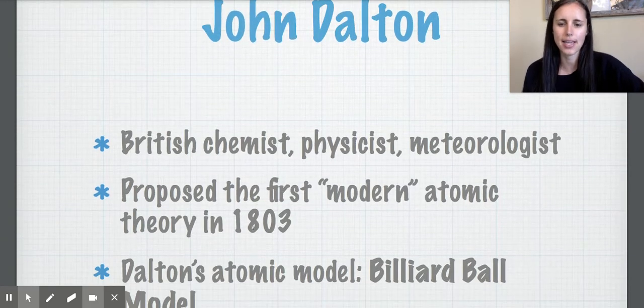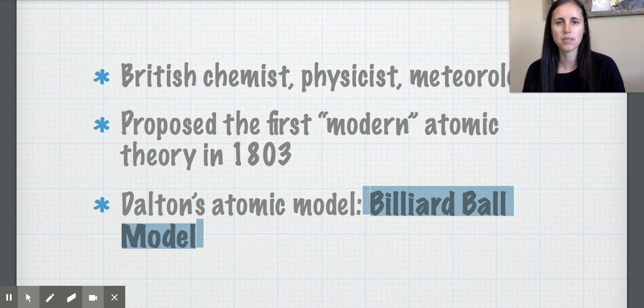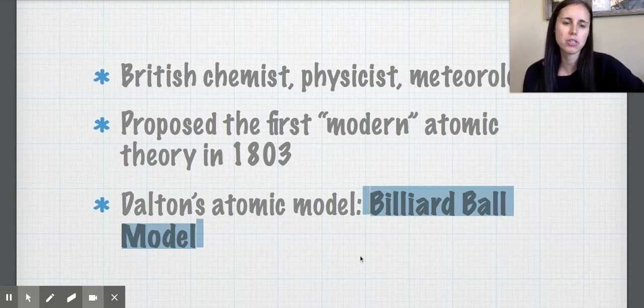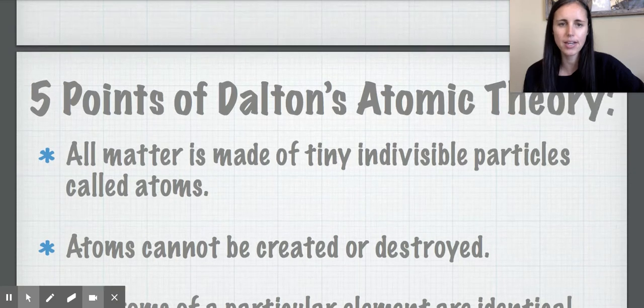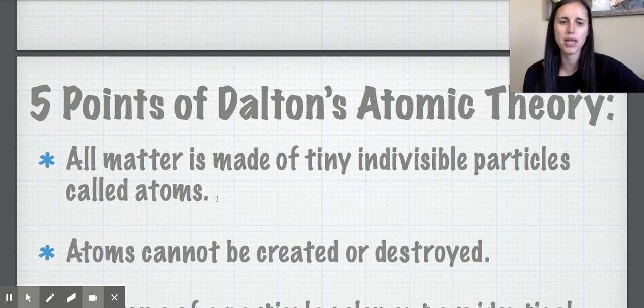John Dalton had his 1803 model, and he called his the billiard ball model. So the billiard ball model, I don't know if you know what billiards is, but billiards is like pool. So think of like a pool ball. When you describe a pool ball to me, it's a solid ball that actually is one thing that can't get any smaller, right? So it's a solid sphere. That's what he pictured an atom to look like, was a solid sphere. He also had 5 different points of atomic theory. So he had 5 different things that he said these spheres were like, or 5 different rules that these spheres have to follow. He said that all matter is made up of tiny, indivisible particles called atoms.